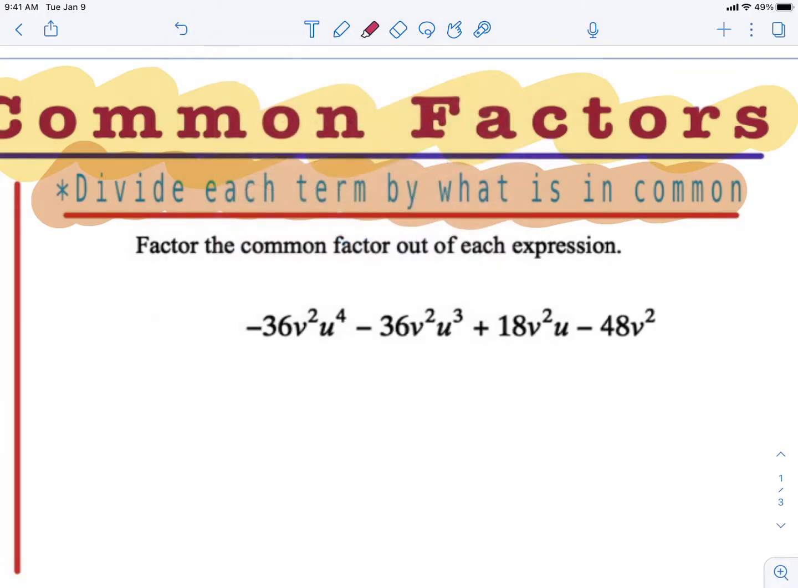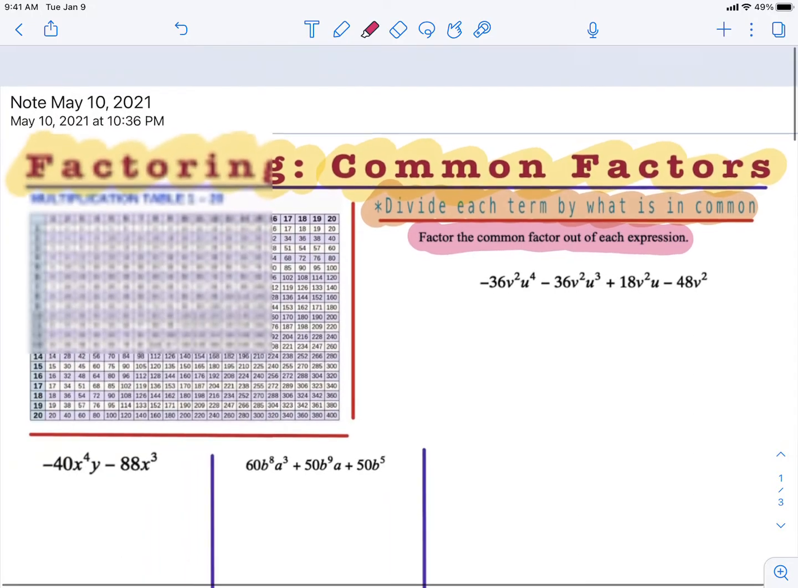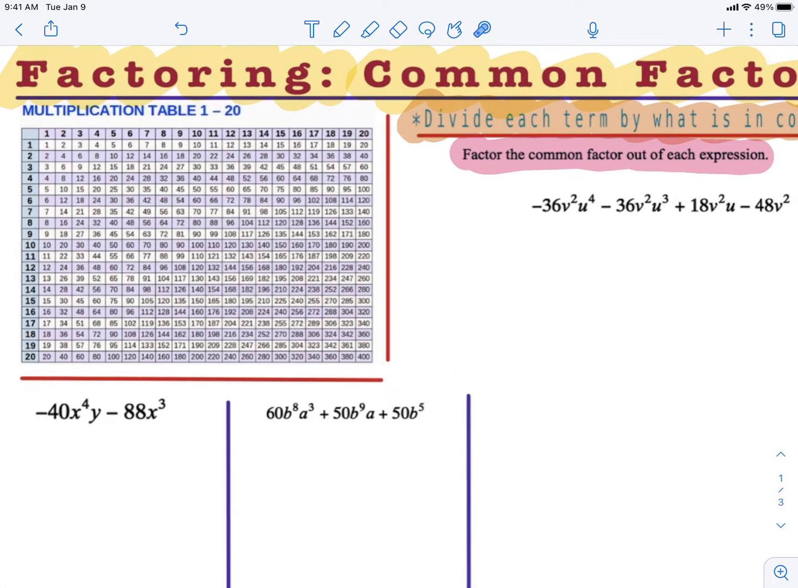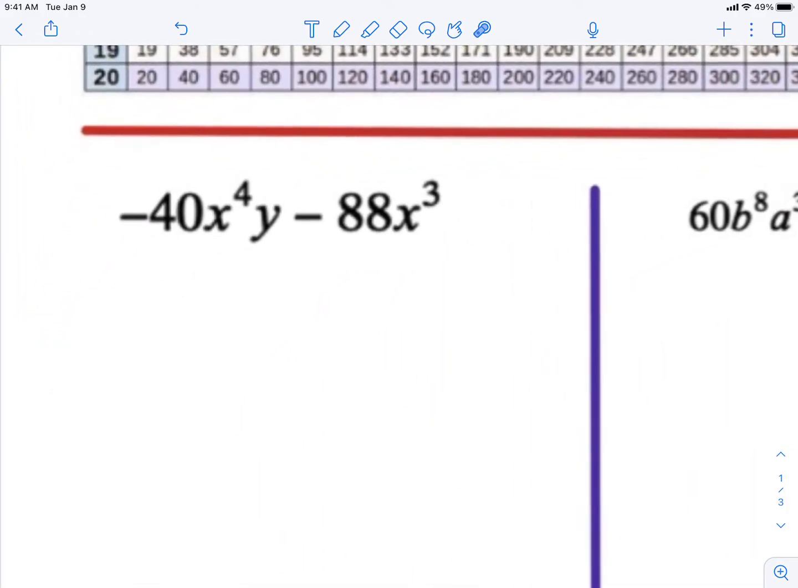So first thing that we're going to do is read the instructions, which say factor the common factor out of each expression. Okay? Factor the common factor out of each expression. And I'm going to show you how we're going to use the multiplication table to factor. So let us start on the bottom left-hand side here.